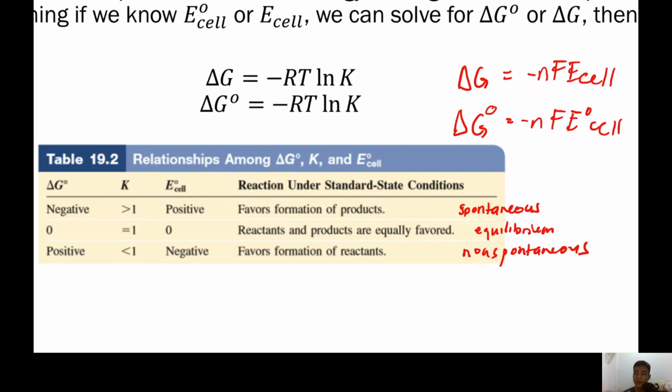So if your delta G is positive, that means E cell is negative and your K is less than 1. So it is a decimal in value, or at least 0 if that's on the extreme positive delta G value. That means it will favor the reactants mostly, so only a few of the products, or at least no products, will be formed, because it is a non-spontaneous process.